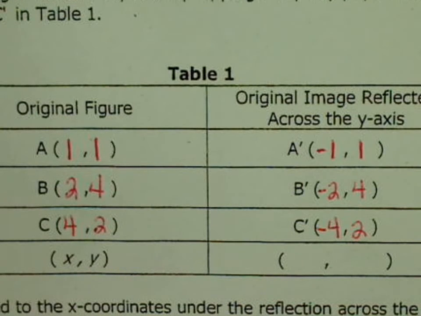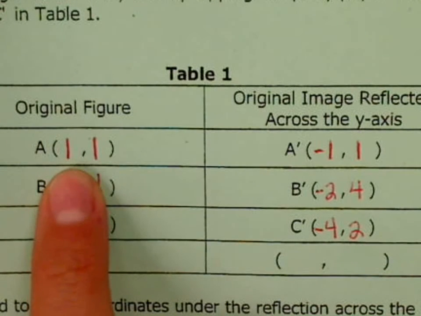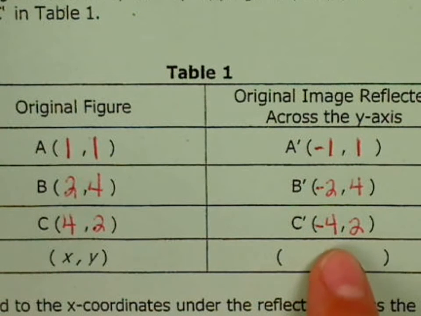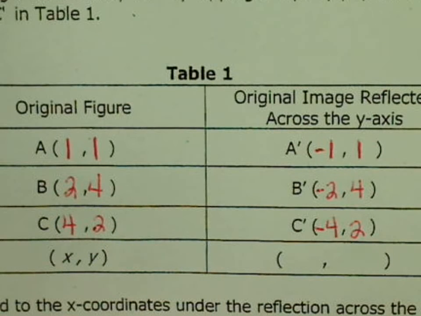Alright, so this is table 1. Here are your original coordinates for A, B, and C. And then double check that your coordinates are the same for A prime, B prime, and C prime. Are we good so far?